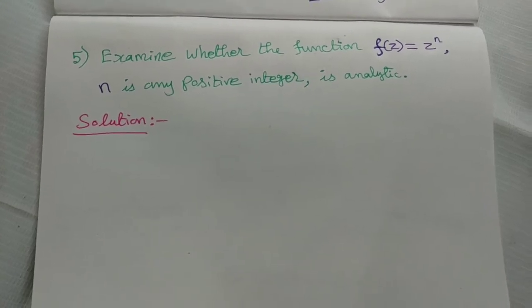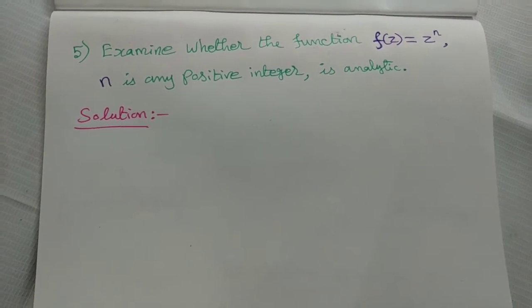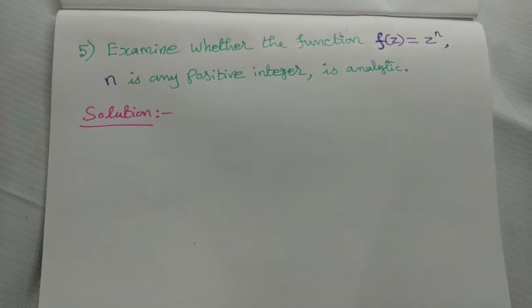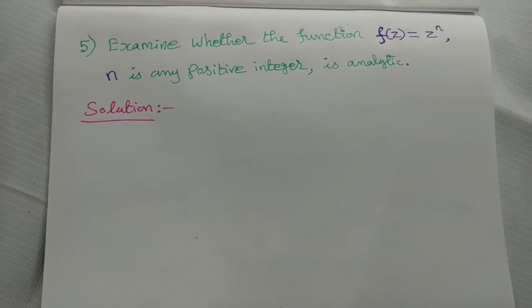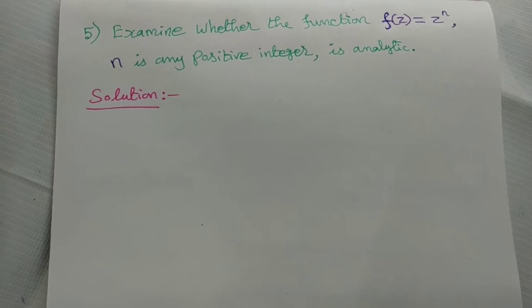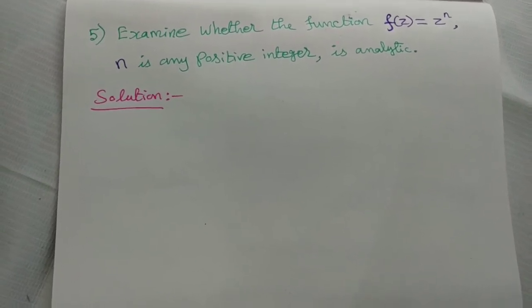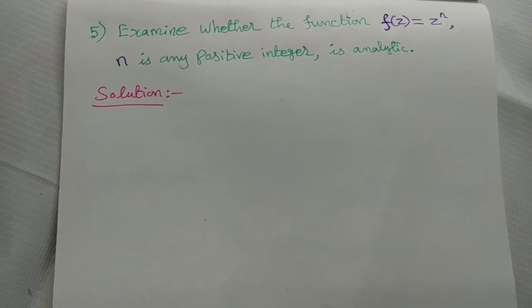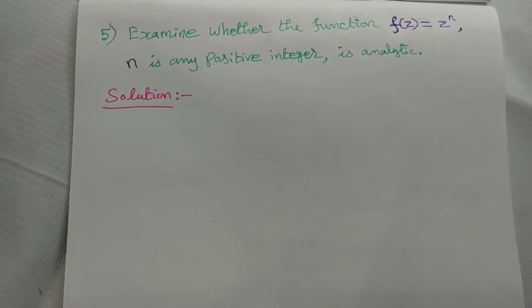Fifth problem. Examine whether the function f of z equal to z power n, n any positive integer, is analytic. So I want to prove f of z is equal to z power n is an analytic function, where n can be any positive integer. This is a very important one. For any positive integer, z power n is analytic. To prove this, here also I am going to use the polar form of the CR equation. So I am going to verify the polar form of the CR equation again.